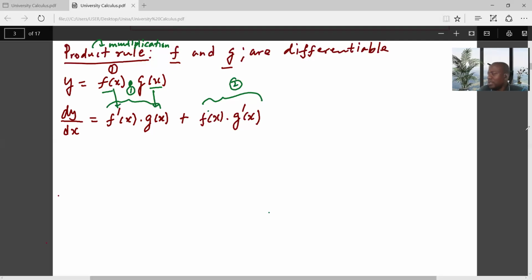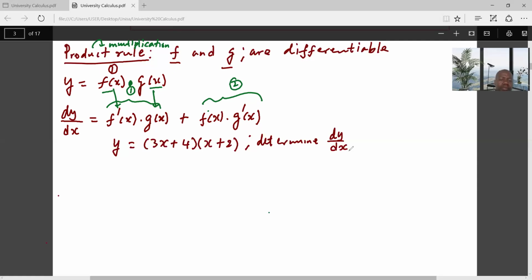Okay? Now, we'll have to do an example. Imagine you are given the following function: y equals 3x plus 4 together with x plus 2, and you are asked to determine dy over dx. Obviously, method number one.